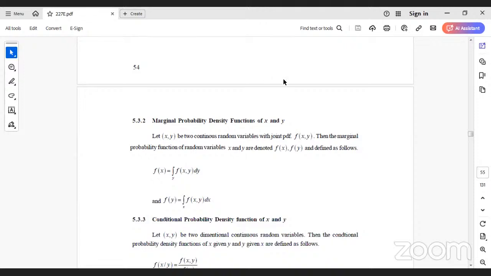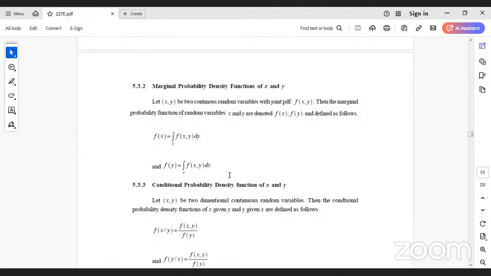Marginal probability density function: let x and y be two random variables with a joint probability density function f of x, y. Then the marginal probability density functions of the random variables x and y are defined as follows. f of x is equal to the integral over y of f of x, y dy, and f of y is the integral over x of f of x, y dx. When integrating with respect to x we use dx, and with respect to y we use dy. I already told you about the marginal probability density function in x and y.